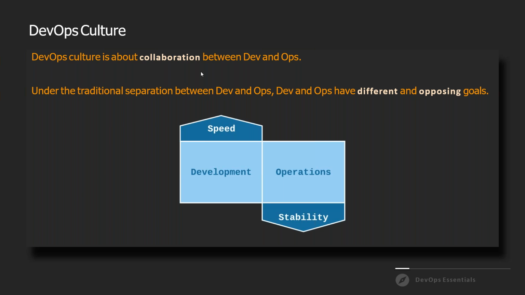Under the traditional separation, dev and ops have different, opposing goals. For development, the goal is speed. Developers always work towards fixing problems and bringing up new enhancements. It's the same example I told you, right? You install a patch on your mobile phone and you complain that after installing the patch or upgrade, it is not working fine. Maybe your camera clarity is not okay, or some applications are not working.